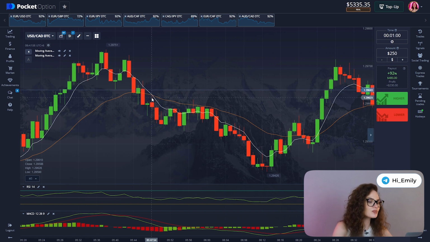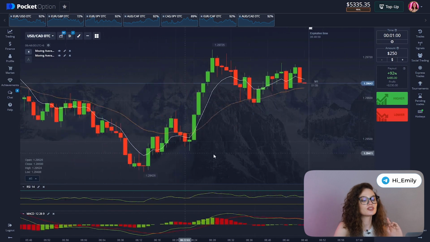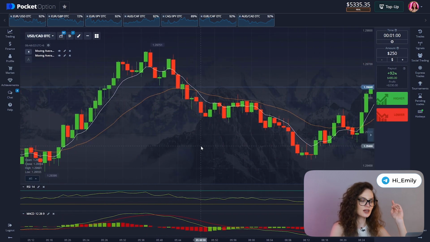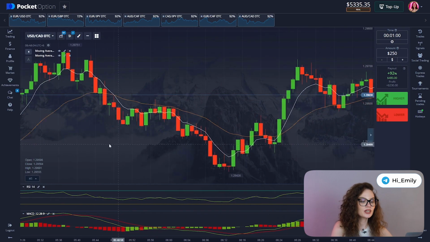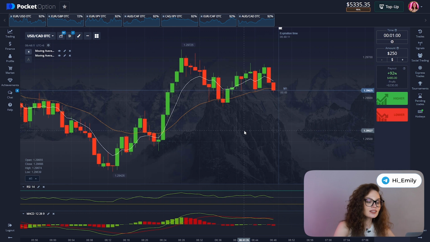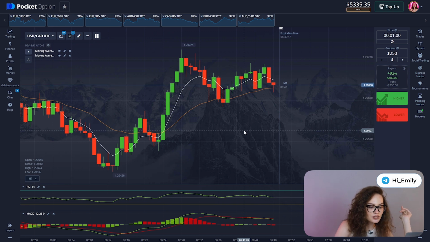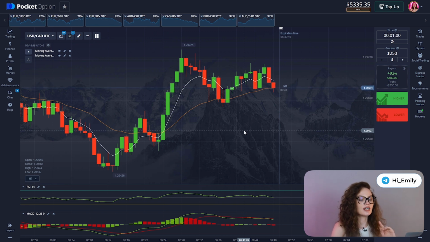3 conditions must be met in order to enter an increase. The white MA should cross the orange MA from bottom to top. MACD bars should be above the zero line and RSI must be above 50. And to enter a decline, the white MA respectively should cross the orange one from top to bottom, and the MACD bar should be below the zero line and RSI below 50. With an understanding of the trade entry conditions, we are ready to move on to practice.